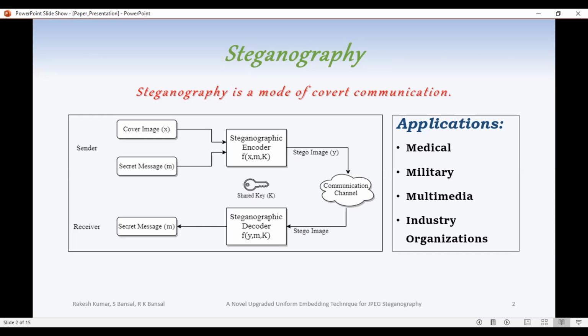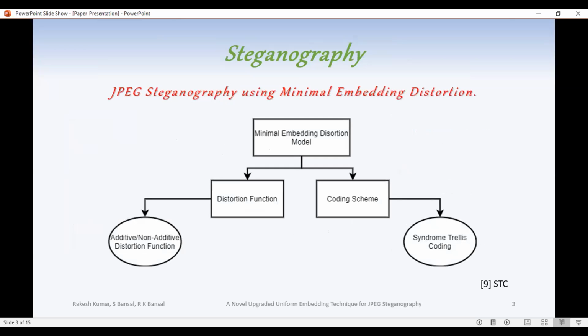JPEG steganography finds extensive applications regarding data security and information hiding in the areas of medical, military, multimedia, and industry organizations. For JPEG steganography, a minimal distortion based model is used, which contains a distortion function and a coding scheme. The STC coding scheme is used because it is able to embed near the theoretical bound as suggested in the literature. My work is focused on the distortion function.